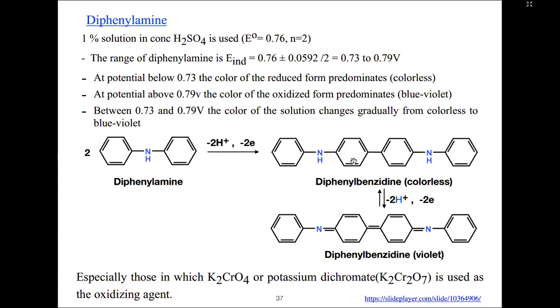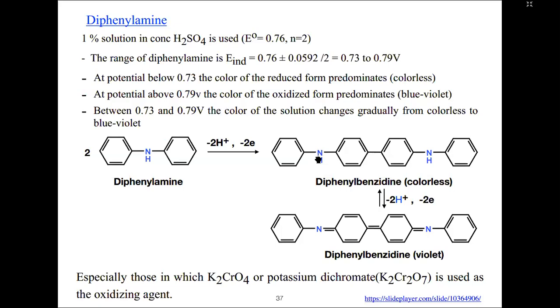However, the second reaction is an equilibrium. That means it can go from the reduced form to the oxidized form. Also, it can go from the oxidized to the reduced form. In this case also, it loses two hydrogens. And those two hydrogens in this case are lost from the hydrogen attached to nitrogen. So the color coding here shows that they are lost from the nitrogen.